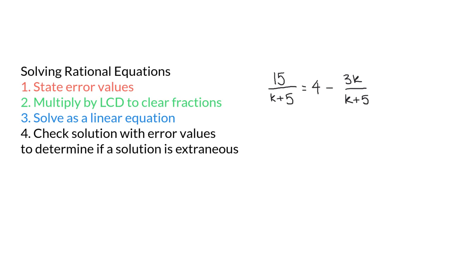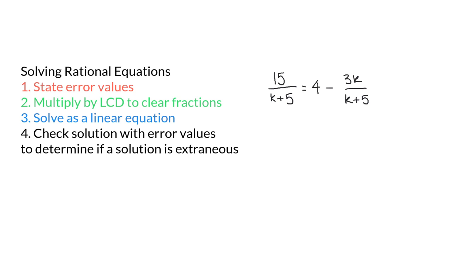This is an example of solving a rational equation. That is an equation with fractions, with variables in the denominator of the fractions. The first thing we do in solving a rational equation is we find any error values. And error values are going to be any value that would make a denominator equal to 0.